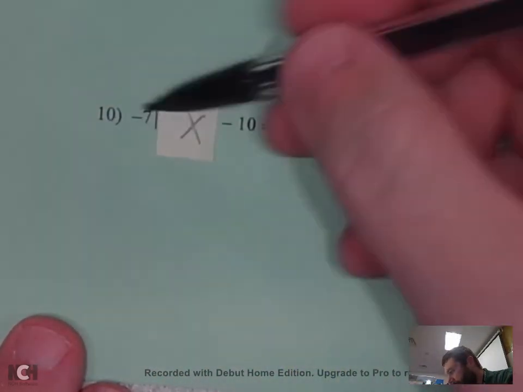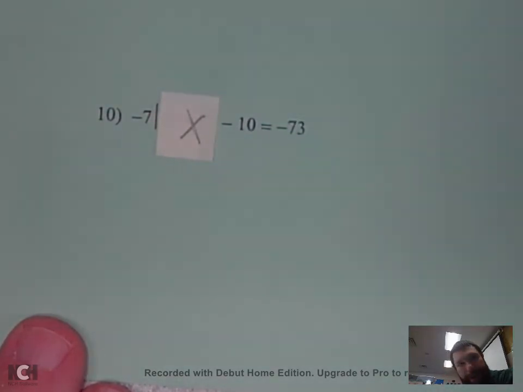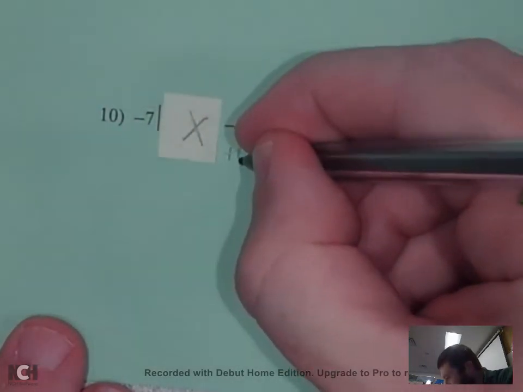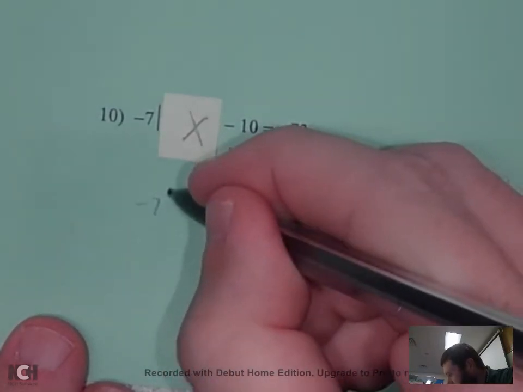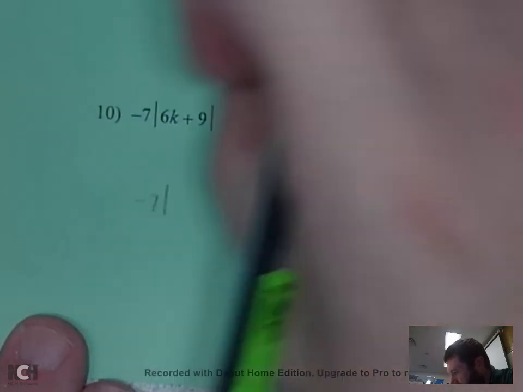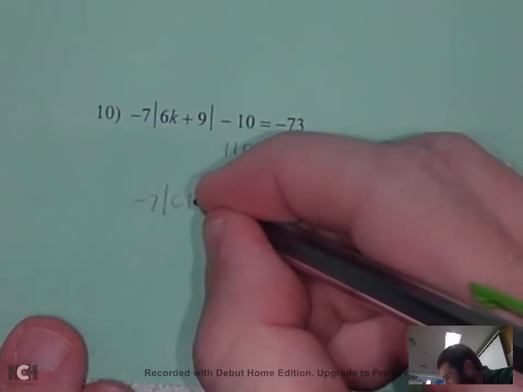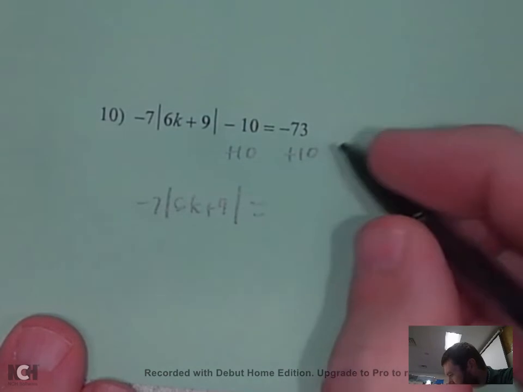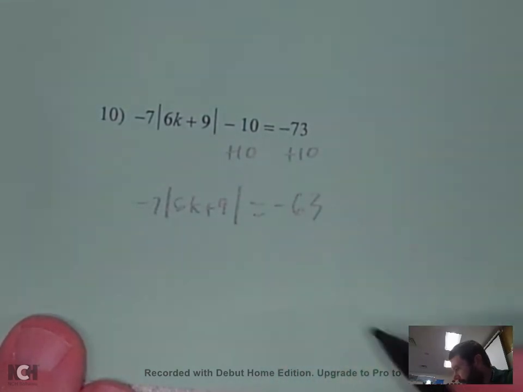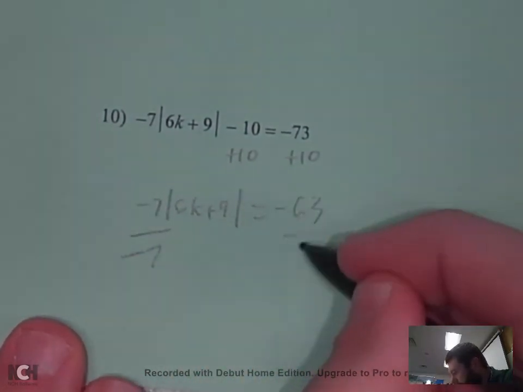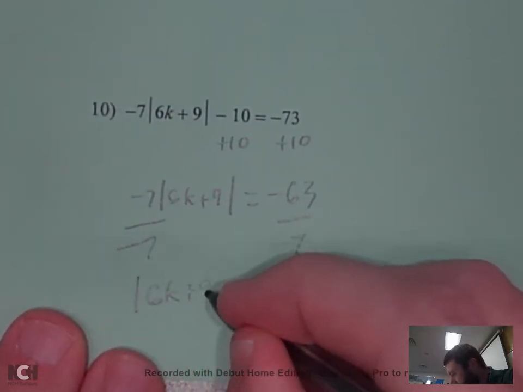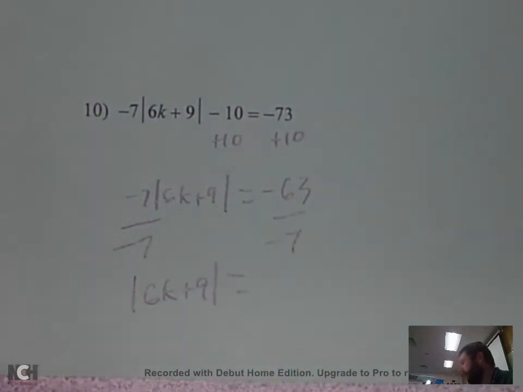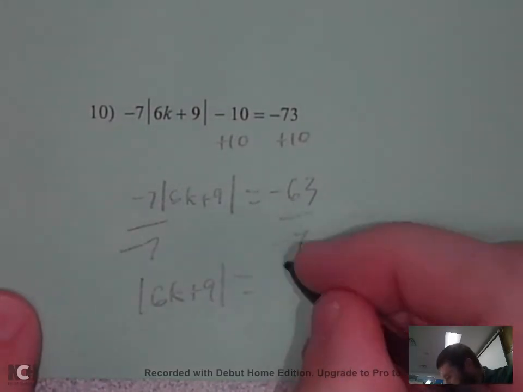Well, that's a two-step equation, right? We would get rid of the number subtracting first, so you would add the 10. Add 10 to each side, that would give you negative 7 times the absolute value of 6k plus 9 equals negative 63. And then we would divide by the negative 7 since it's multiplying, and we get the absolute value of 6k plus 9 is equal to 63 divided by 7. I don't know why I can't do that in my head because it's just 9.